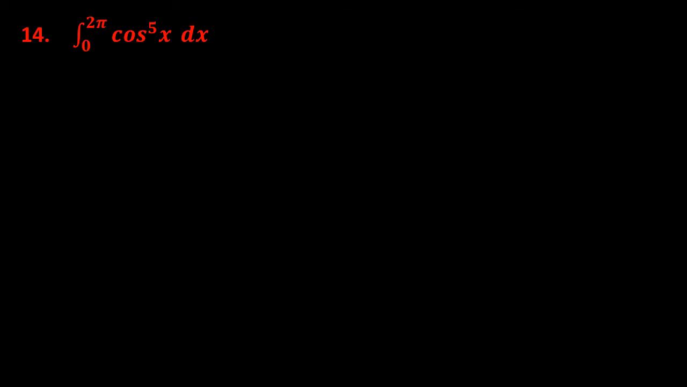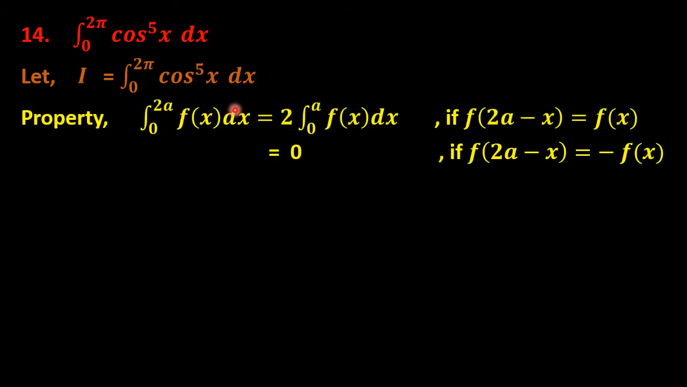Now let me solve question number 14. The question is the integration from 0 to 2 pi of cos 5x dx. Let us represent this by I, so I equals the integration from 0 to 2 pi of cos 5x dx. The property to be used here is property number 6. So this is the property.